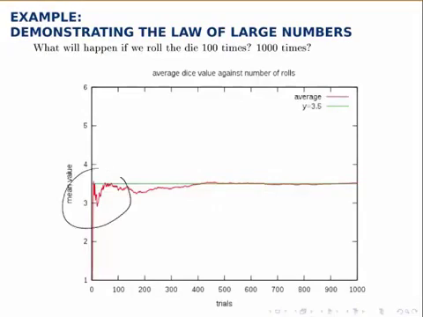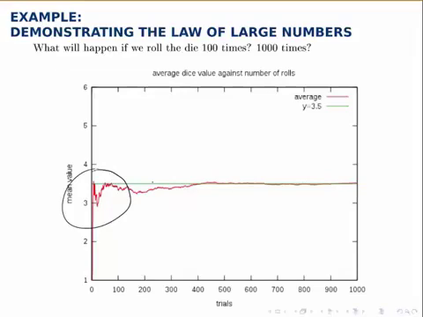After just a few rolls, there's some volatility in the results. After maybe the first 10 rolls, the average might be as low as 3, but over time, as we roll the die more and more times, taking the average after each roll of all the rolls up until that point, slowly this average will start to creep back toward 3.5, toward the expected value. So it may diverge a little bit, but eventually over time it's going to settle down to that average.